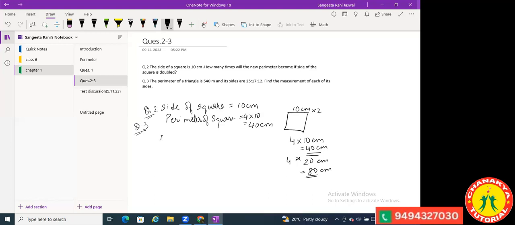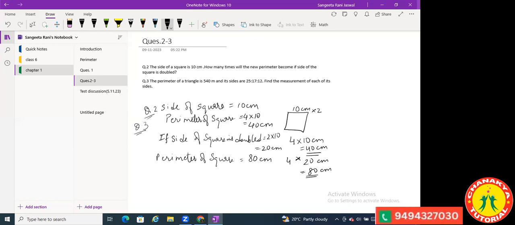Now, if side of square is doubled, then the side becomes 2 into 10, which is equal to 20 centimeters. Now, with this side, what will be the perimeter? Perimeter of square is 80 centimeters. I'm writing 80, 4 into 20, that is 80 centimeters.